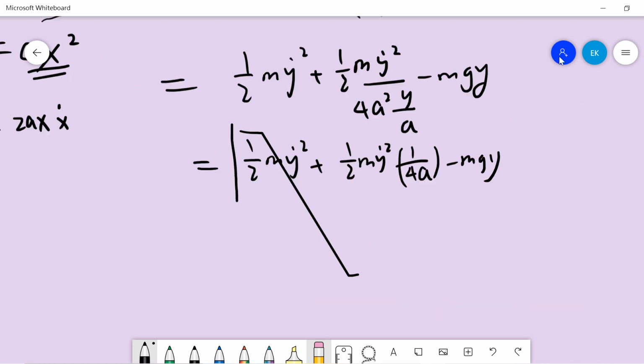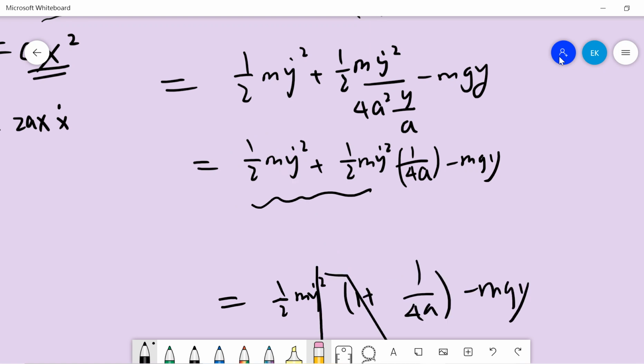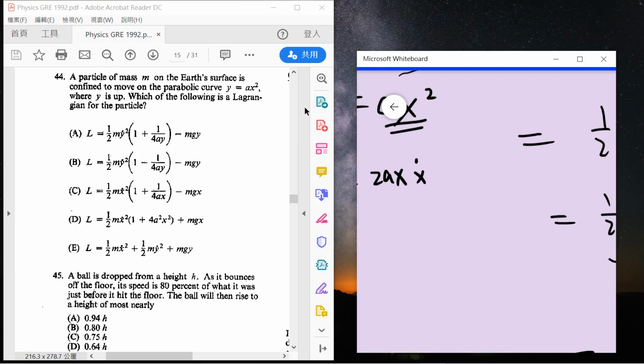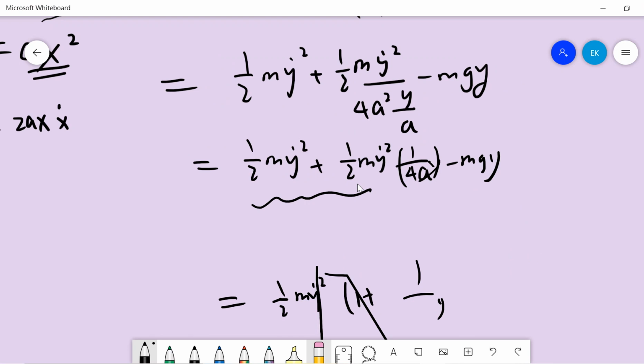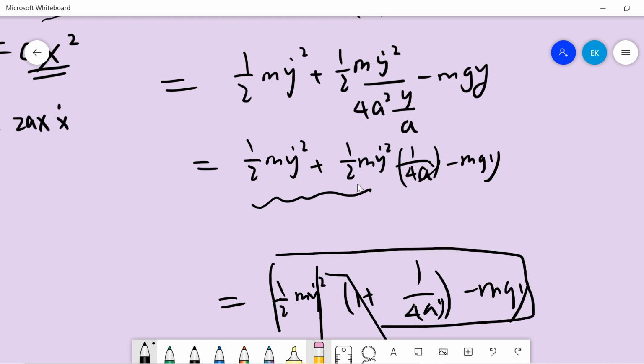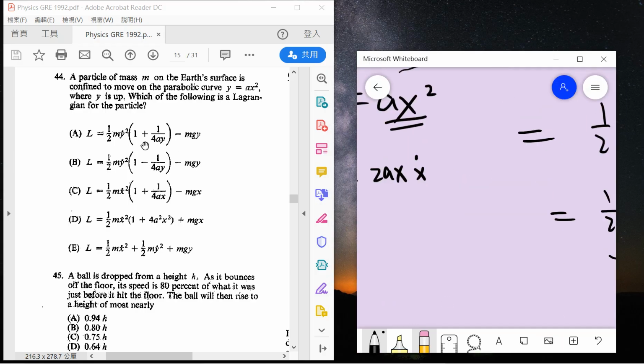So now we can get this one: 1 plus 1 over 4a, minus m g y. I forget the symbol. There's still y here, so it's 1 over 4 a y. Okay, so 1 plus 1 over 4 a y, minus m g y. So this is the answer. So the answer is A.